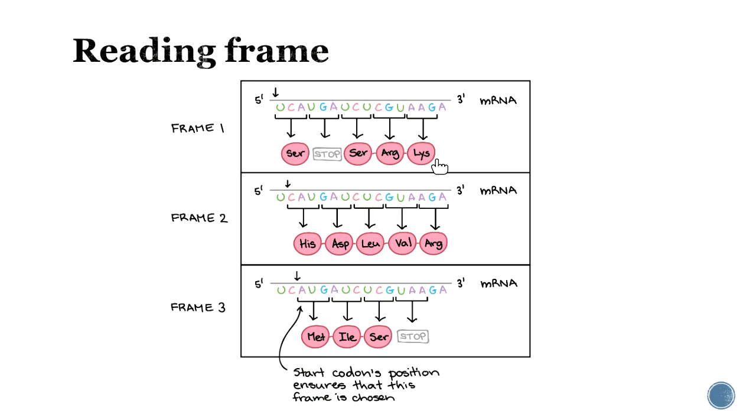Now what happens if we shift it over just 1 base? Now our first codon is CAU, and this is the amino acid chain that we get. We have histidine, asparagine, leucine, valine, arginine, and so on. Now let's shift it over 1 more. Now we start with methionine, alanine, serine, stop. So just by moving it over 1 base, you got 3 totally different proteins.